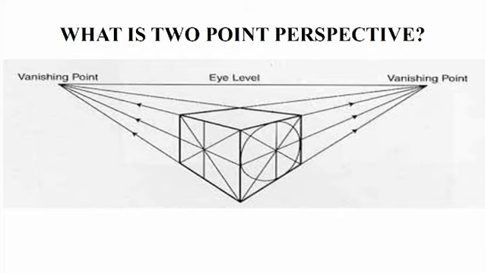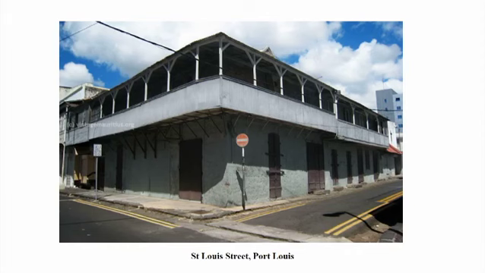Two-point perspective is the depiction of a three-dimensional object seen from an angle having two sets of orthogonal lines and two different vanishing points on the same horizon line. This is normally seen on images of roads or buildings viewed at the corner which is directly facing the viewer.